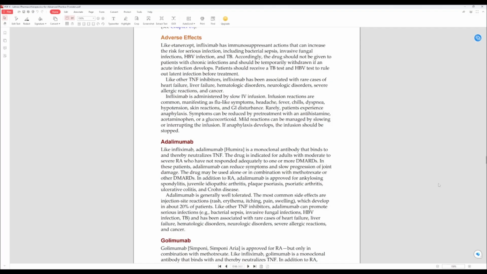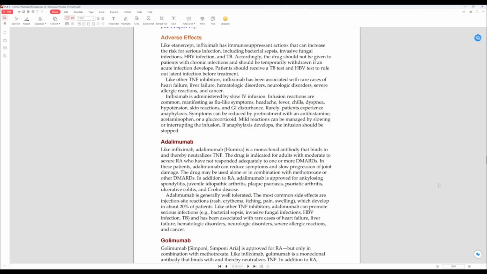Like other TNF inhibitors, infliximab has been associated with rare cases of heart failure, liver failure, hematologic disorders, neurologic disorders, severe allergic reactions, and cancers. Infliximab is administered by slow IV infusion.